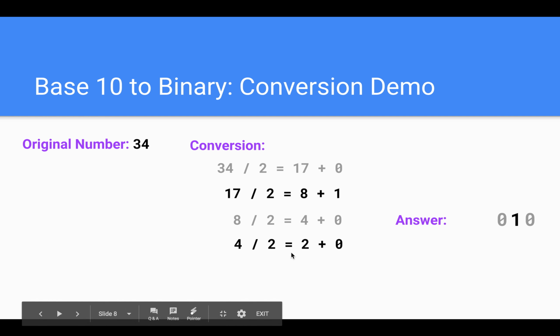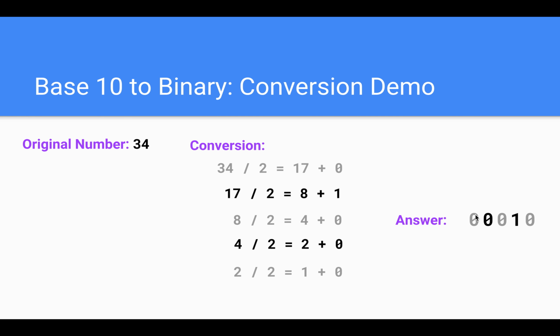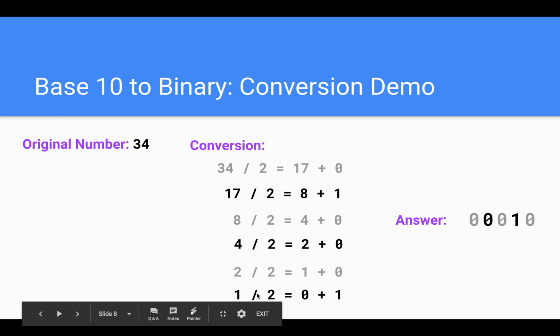4 divided by 2 is 2 plus 0, so we're going to get another 0 on the left. 2 divided by 2 is 1 plus 0, so another 0 here. And then 1 divided by 2 is 0 plus 1, so the final digit on the left is a 1. And if we look at this column of remainders, the answer in binary is found by going from the bottom up. So 1, 0, 0, 0, 1, 0.